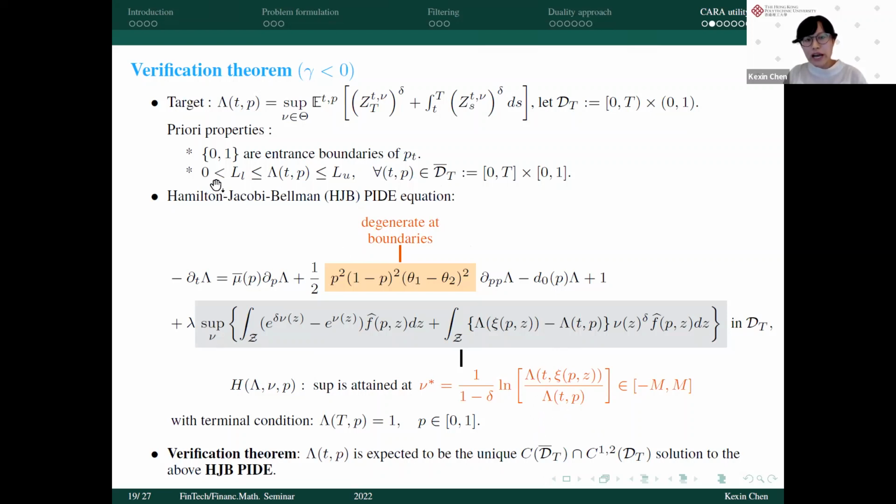And because previously we have already derived the boundedness of the value function itself, we will see that later it will be convenient for us to restrict the nu to be chosen inside a bounded domain. And the verification theorem suggests that the lambda is expected to be the unique classical solution to the above equation. And because of the boundary behavior, here the classical solution refers to that it is continuous on the closure of this domain, and it is C^{1,2} in its interior.